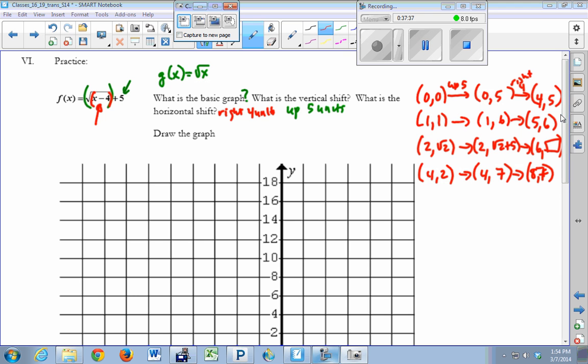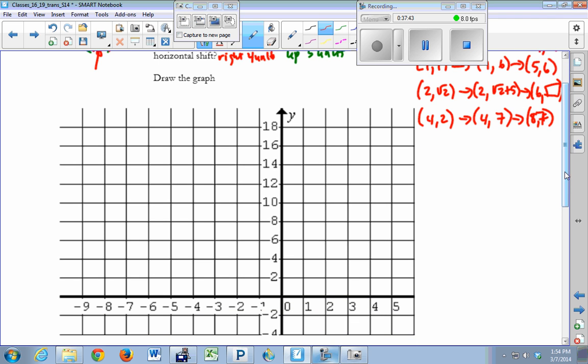So instead of graphing 0, 0, 1, 1, 2, square root of 2, and 4, 2, which I could graph really quickly just so we can compare it. 1, 1, the scale is 2 here, so we're going to go in between. And then 2, square root of 2, and then 4, 2. So here's our parent function, f of x equals square root of x.